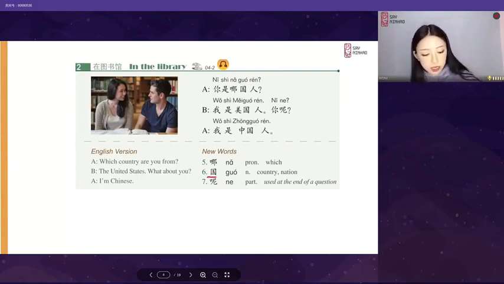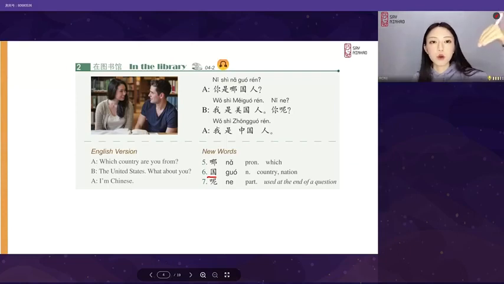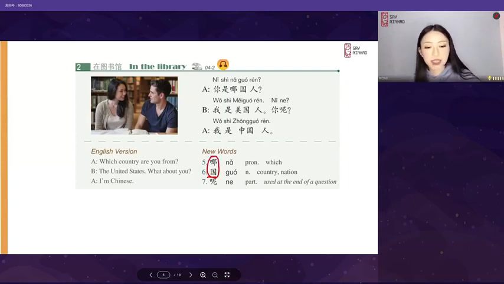Okay, next new word is 国. The initial 歌, the final 我, and the tone is the second tone. Put them together, 国, read after me, please. 国 means country or nation. So when I want to ask which country, then it is 哪国. We just need to connect these two characters, okay? 哪国 means which country.